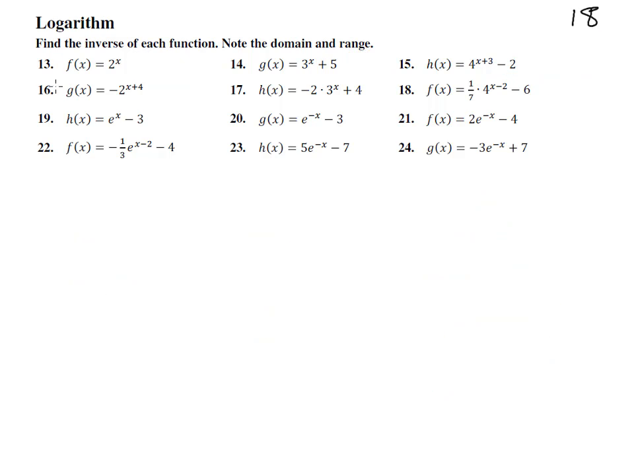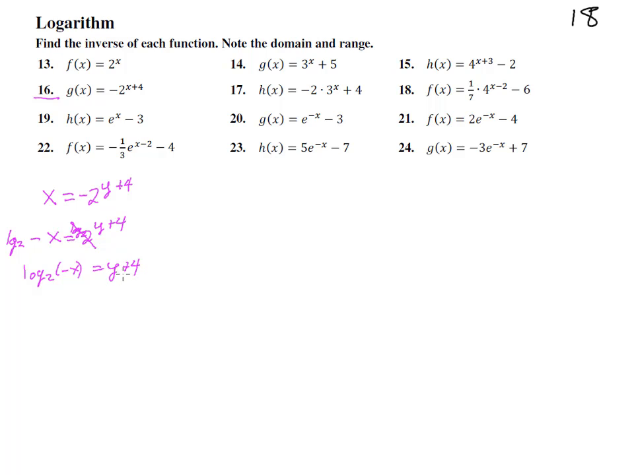Good. Number 16. We switch those places, the x and the y, and we have x equals -2 to the y plus 4. So let's start undoing it. Let's undo this negative here. So we get -x equals 2 to the y plus 4. How do we undo an exponential? We undo it with a log. So we have log base 2, and that goes away. So then we have log base 2 of -x equals y plus 4.